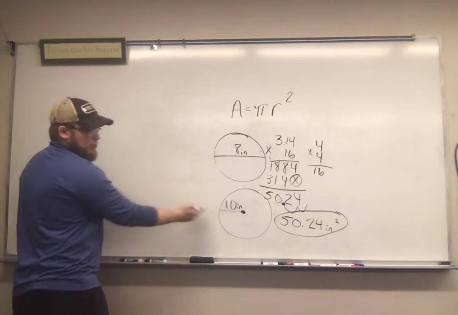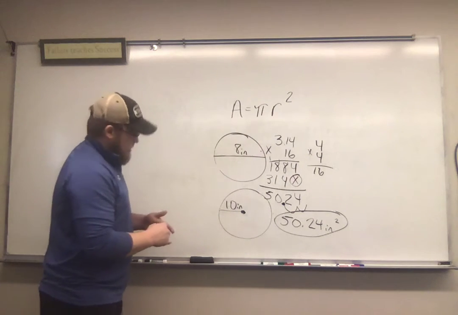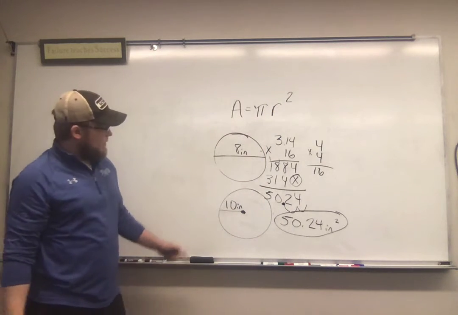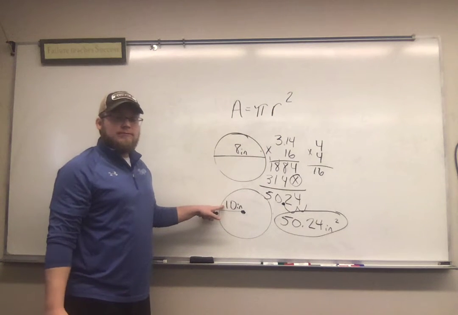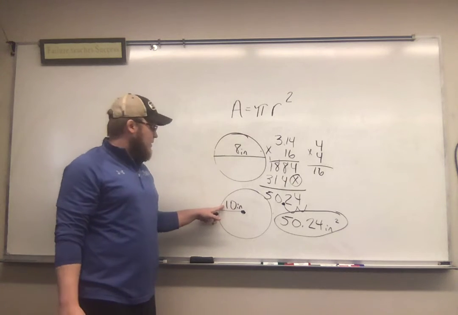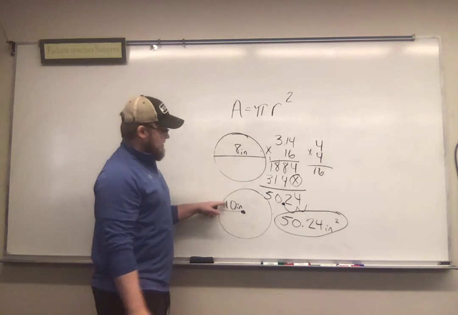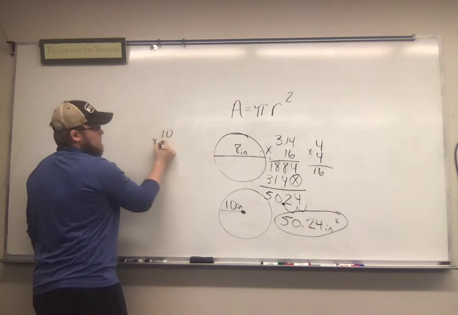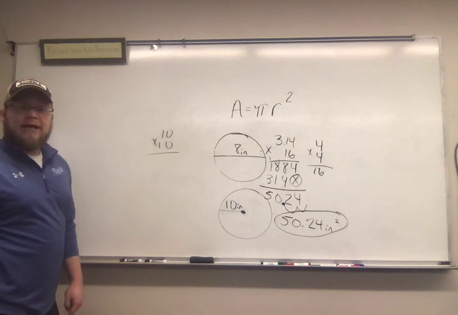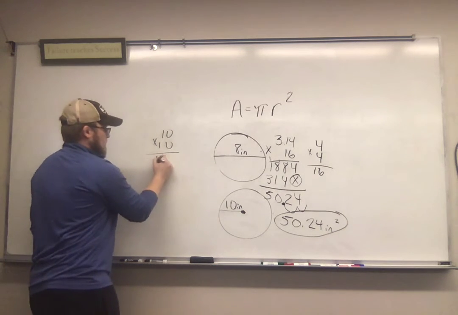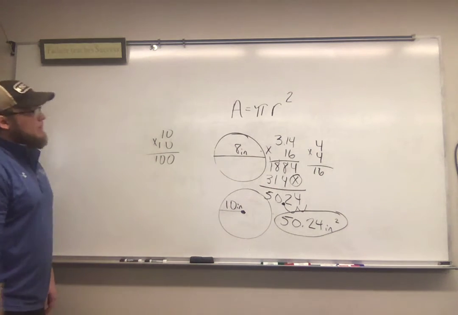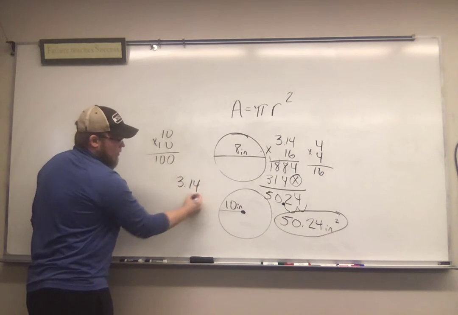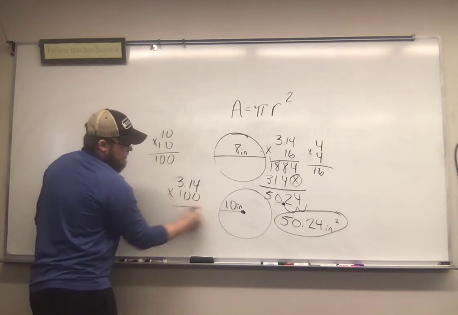Over here, we'll do this bottom side. So here's our formula, area equals pi times radius squared. We already have the radius. That's the number we need. Okay, we need the 10. So we know the radius is 10 inches. We're going to take 10 times 10, which is 100. And we're going to take that times pi. So it's really 3.14 times 100.